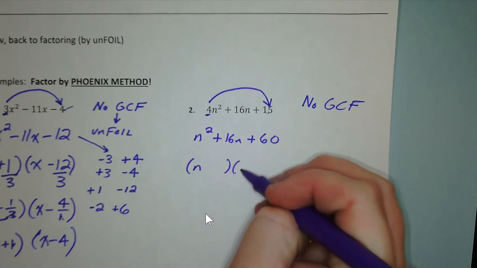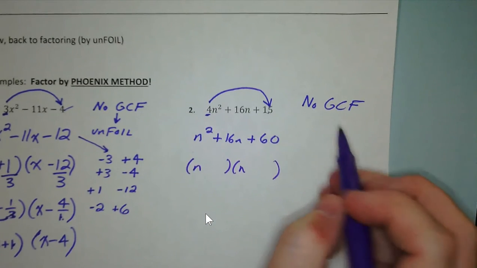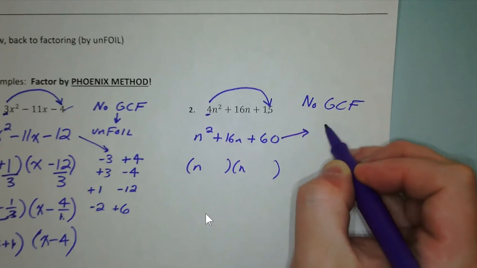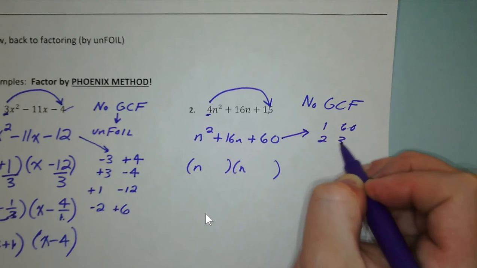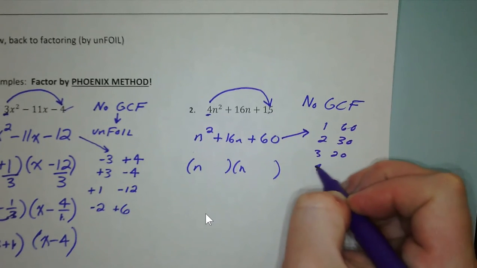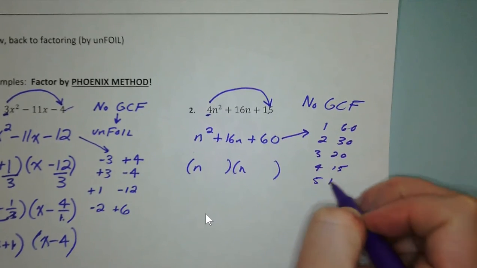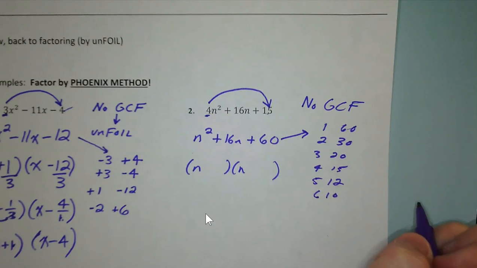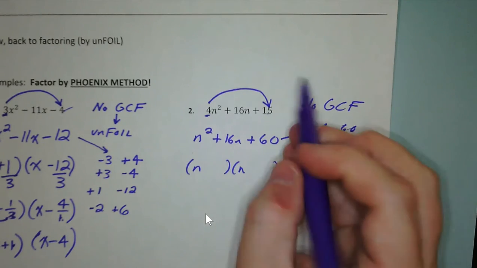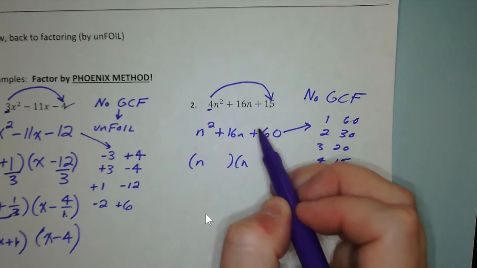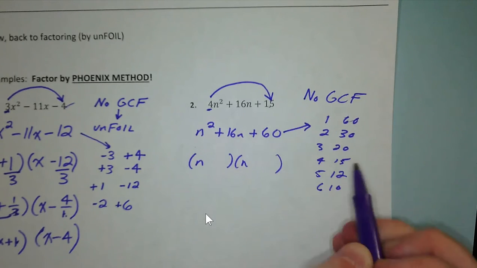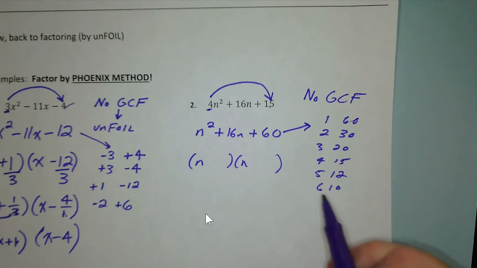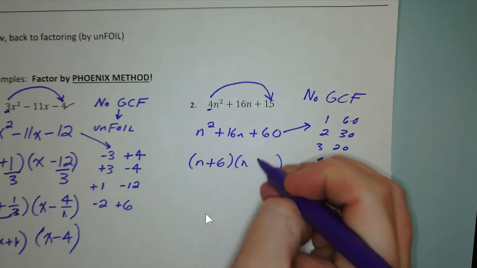Now we unfoil the basic way. And if you can somehow think of what 2 numbers, we got 1 and 60, we got 2 and 30, we got 3 and 20, we got 4 and 15, oh my gosh. There's so many ways to get 60. But it's got to become a positive 60, but they also have to add up to a positive 16. So thinking about that, I'm liking plus 6 and plus 10.